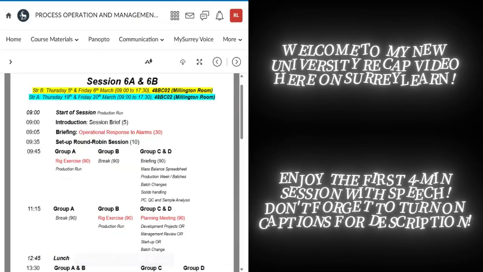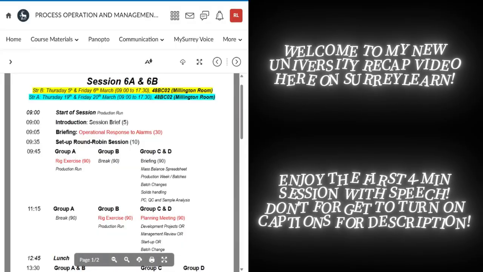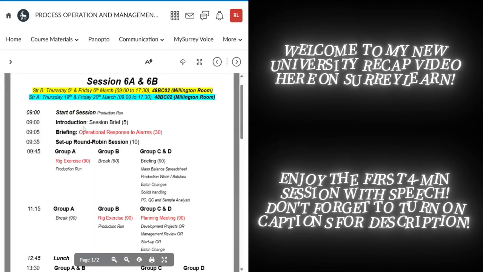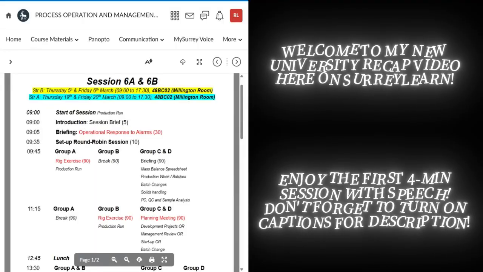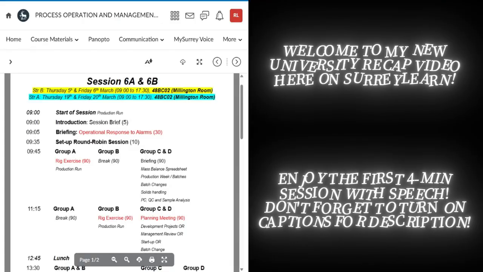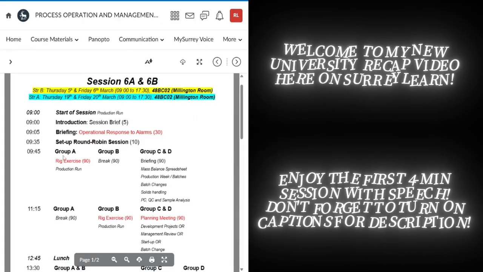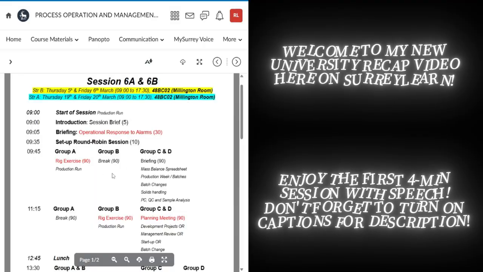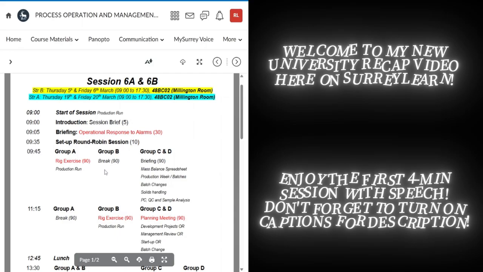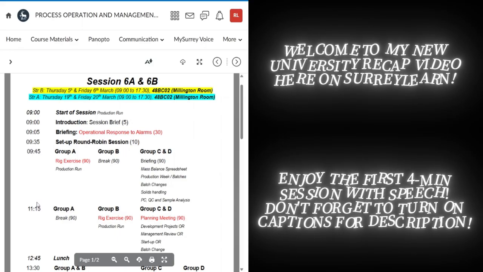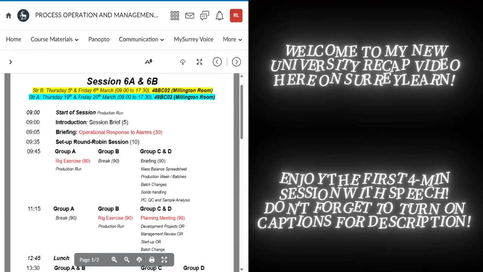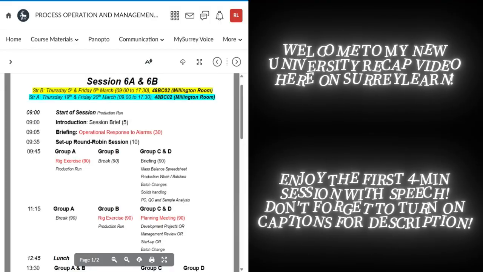The day begins at 9 o'clock. At 9:00 was the start of the session about the production run: an introduction and briefing for 5 minutes, a response to alarm for 30 minutes, and then a round robin session for 10 minutes. At 9:45, I was allocated to group B, the same as for session 5, with a 90-minute break before returning to the rigorous pilot plant exercise at 11:15.